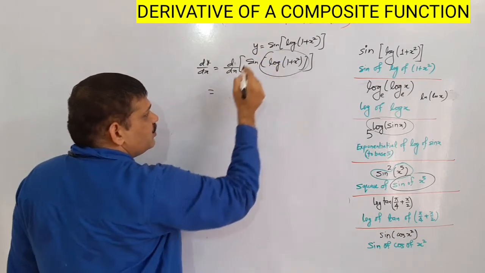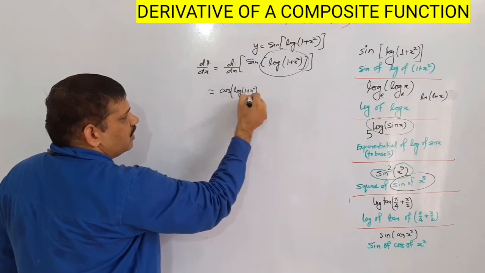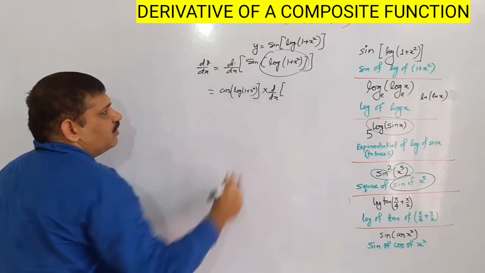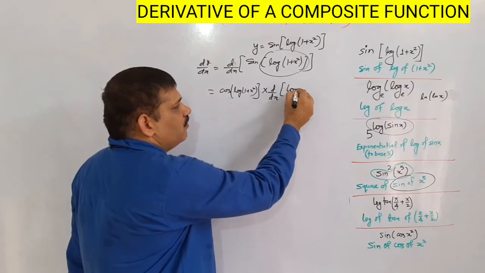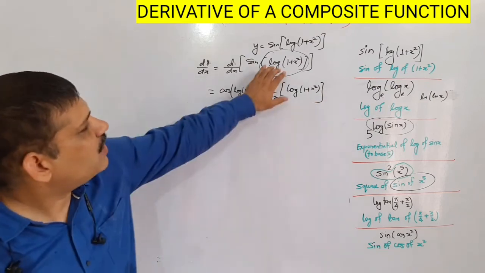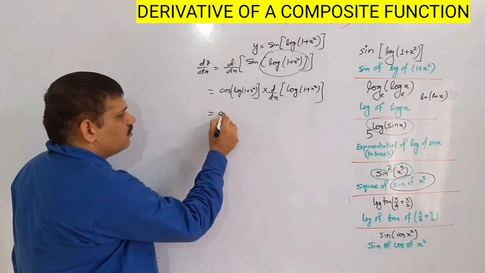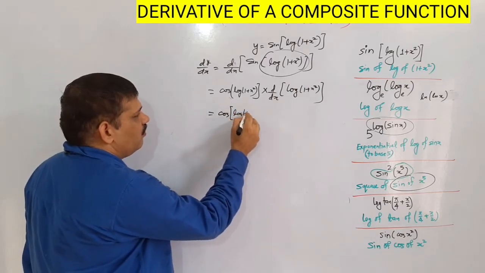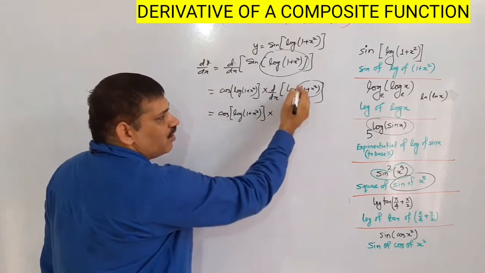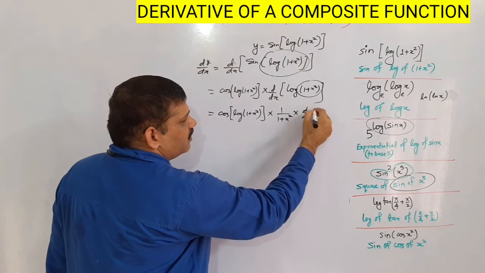So derivative of sine u is simply cos u. This is u, log of 1 plus x square, into derivative of the variable, we have treated this as u. So derivative of log of 1 plus x square. You think of it as u, we took it as u in our mind, sine u becomes cos u, into now the derivative of u. Okay, so cos of log of 1 plus x square into derivative of log of u. Log of u will be 1 upon u, 1 upon 1 plus x square into derivative of that which we have treated as u.